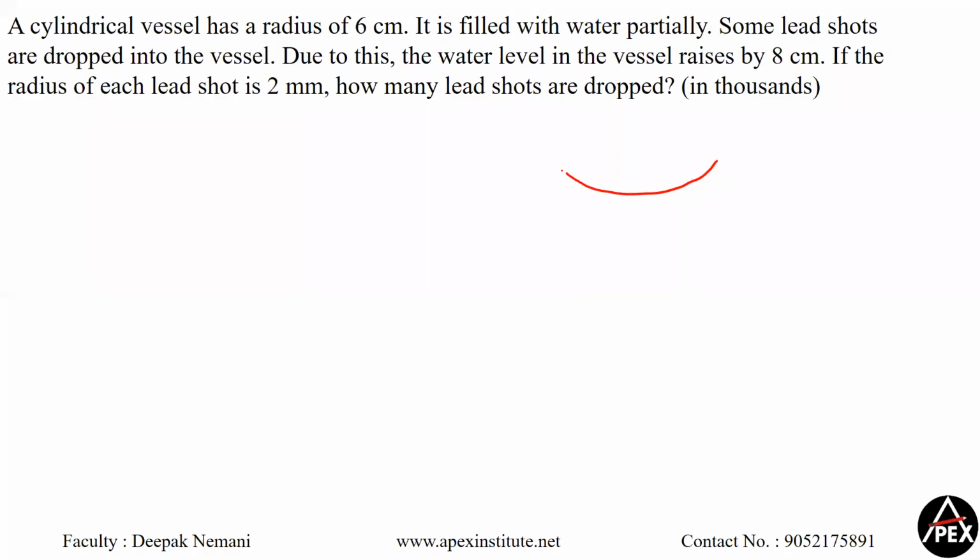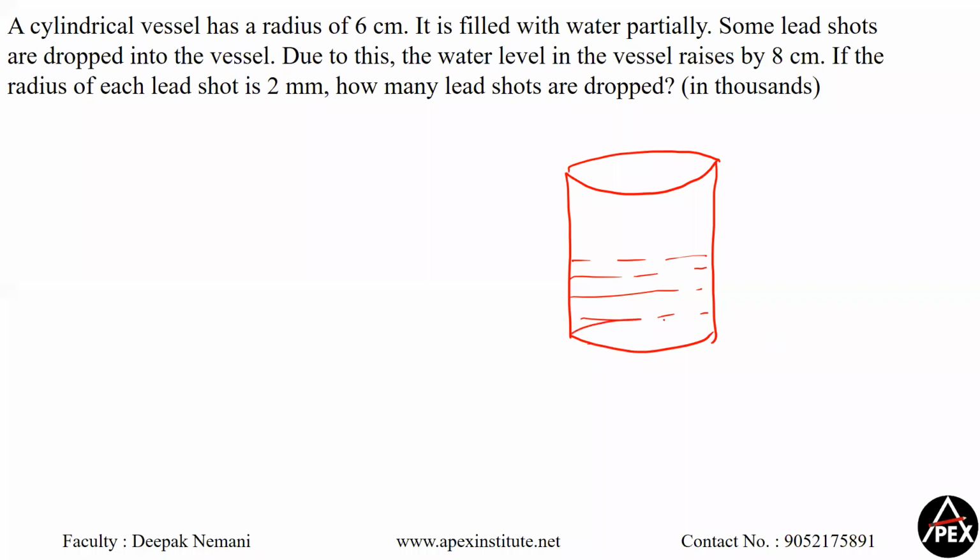So we have a cylindrical vessel, isn't it? So it was filled with water up to a certain level. Okay. Now you have dropped some lead shots, and the radius of each lead shot is 2 mm. Initially the water level used to be here. Because of this, there was an increase of water level by 8 centimeters. Okay, now we need to determine how many lead shots are dropped.